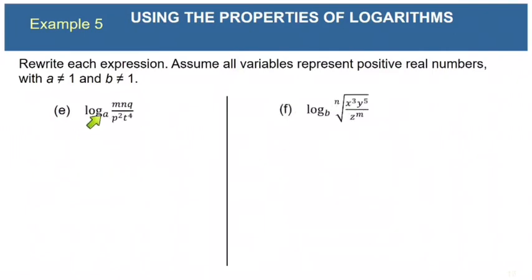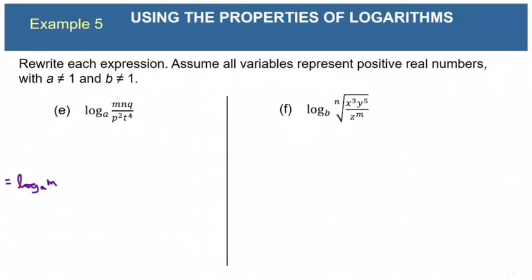And let's look at part E. This has log base a of mnq over p squared times t to the fourth. Now what you need to understand is when we use the product and quotient rules, any factor that came from the top of our argument is going to produce a positive log term, and any factor that comes from the bottom of our argument is going to produce a negative log term. So knowing that, let's split this into 3 positive terms and 2 negative terms.